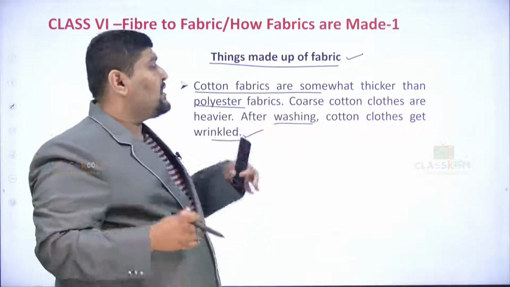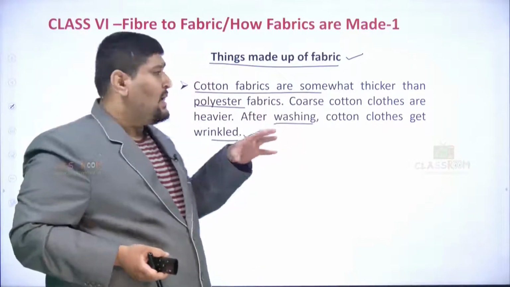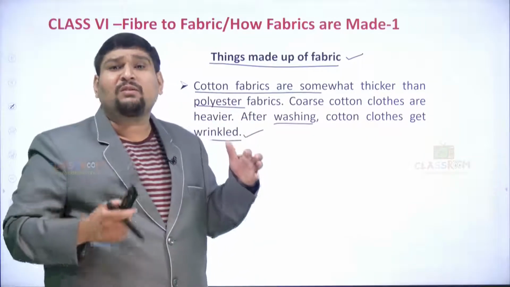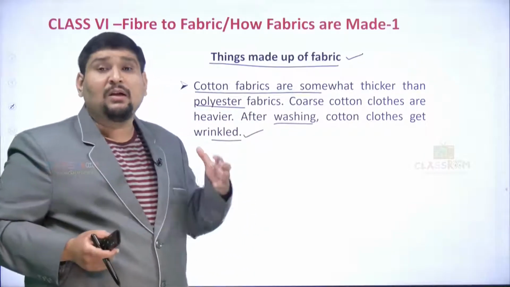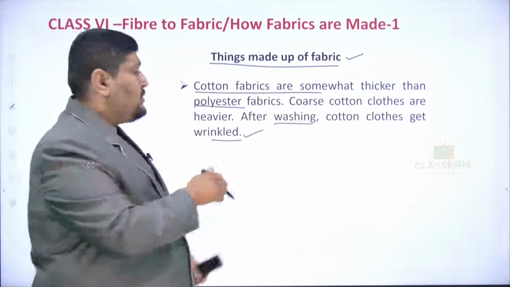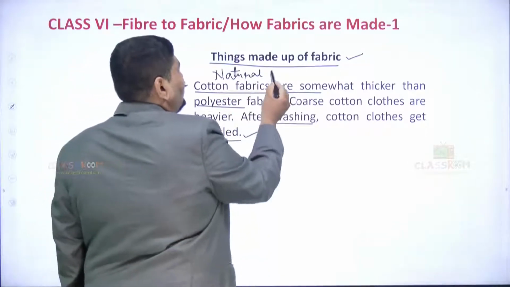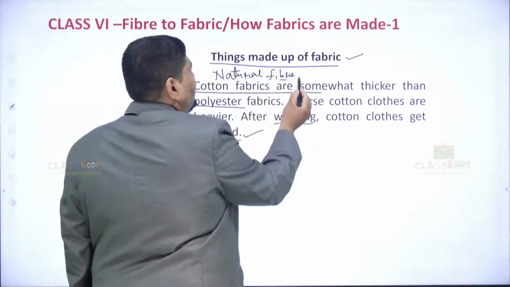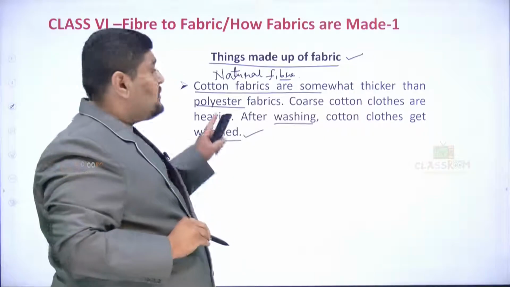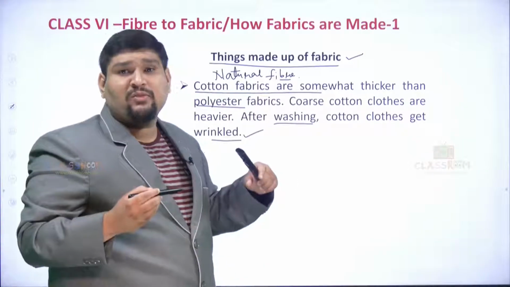So here we are trying to learn some properties. You can find cotton fabrics are thicker compared with polyester fabrics. Now we will be learning about synthetic fibers and natural fibers also. Before that, they are trying to compare cotton fabrics and polyester fabrics. Cotton fabric is a natural fiber. Yes, it's a natural fiber. When you compare this natural fiber with synthetic fiber, that's man-made fibers, which we say here.